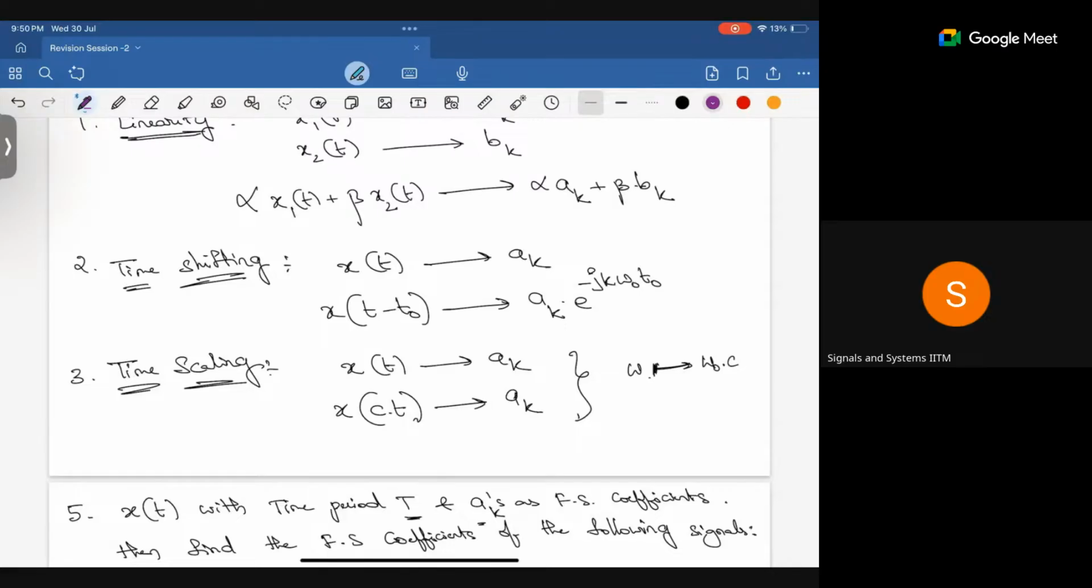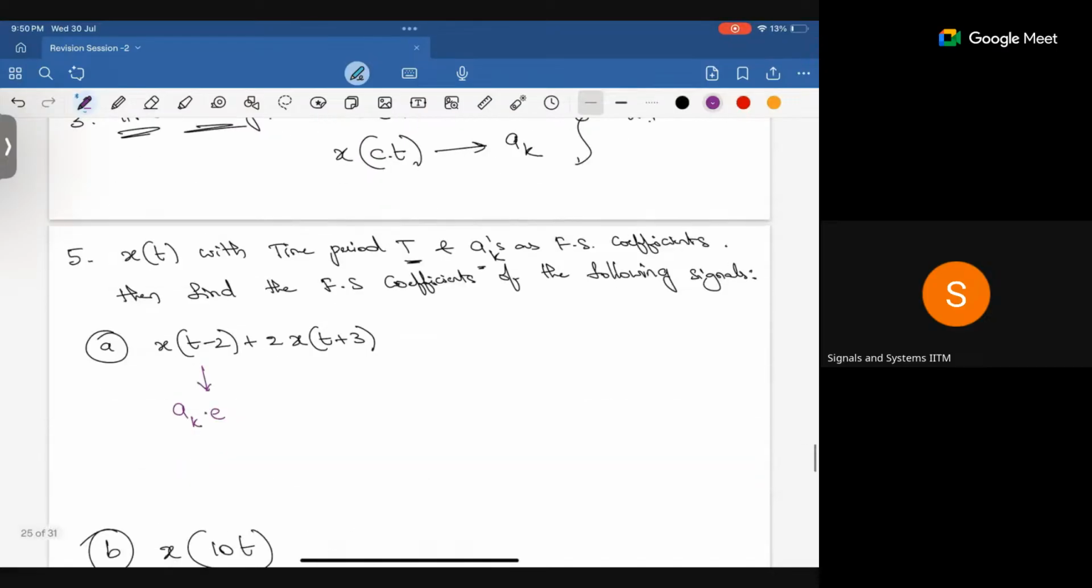If you are delaying, you will have minus. So this will be e power minus jk. Time period is capital T, so omega naught will be 2 pi by capital T into 2. And this is the Fourier series coefficient for x of t minus 2. And for this, the Fourier series coefficient will be ak e power minus jk, sorry, plus jk 2 pi by T, and the delay is 3.